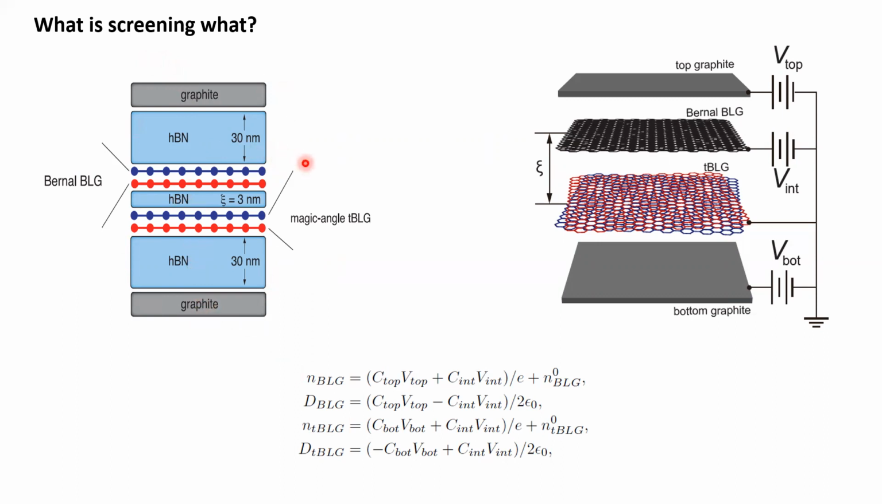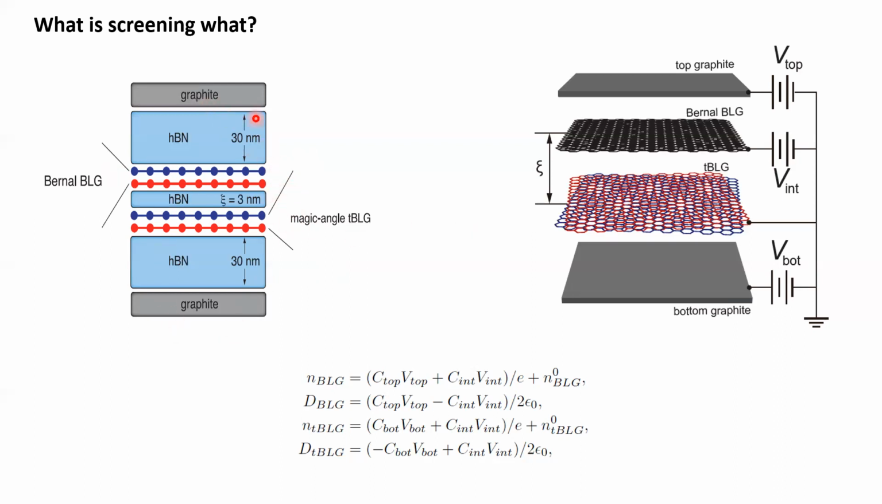Now, what is screening what? We are after the question of seeing what is happening in twisted bilayer graphene, so we need to screen electrons in the magic angle twisted bilayer graphene. And this screening is happening because of the electrons in normal bilayer graphene. If bilayer graphene is in the conducting mode, then electrons in bilayer graphene will screen the electronic interaction in twisted bilayer graphene.